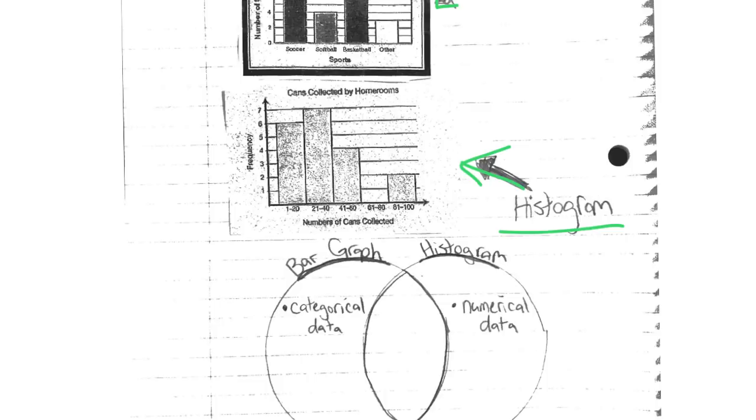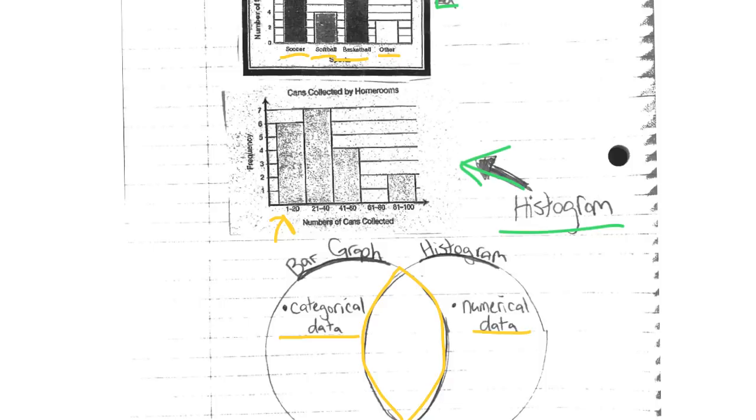Now, one of the tougher differences between the two, I already have written on there. Remember, a Venn diagram is our two circles, and they compare and contrast. Whatever's in the middle is things that they have alike, and the things on the outside are going to be unique to them. So over in a bar graph, that is categorical data. You'll see it has soccer and softball and basketball and other. Those aren't numbers, they're categories. Whereas the numerical data, you'll see down here, we see numbers is what we're graphing.